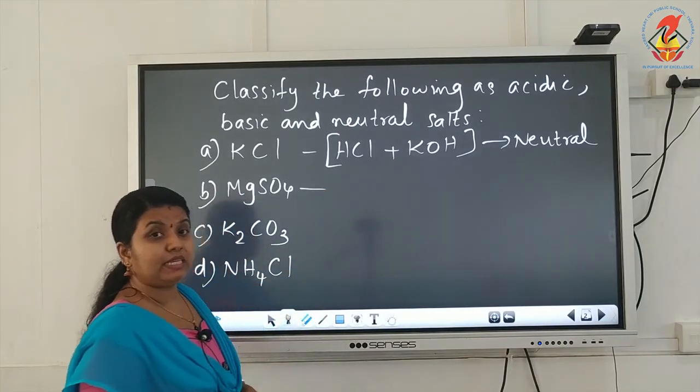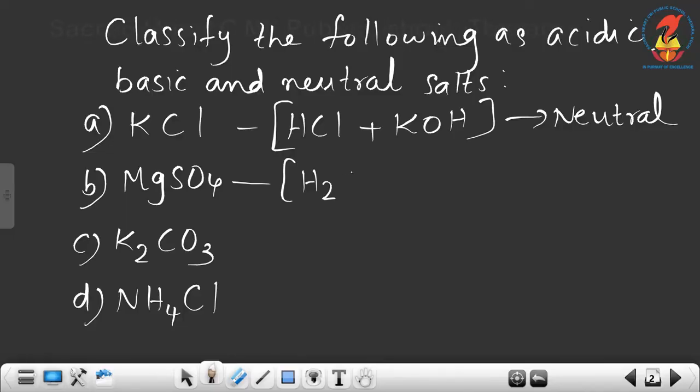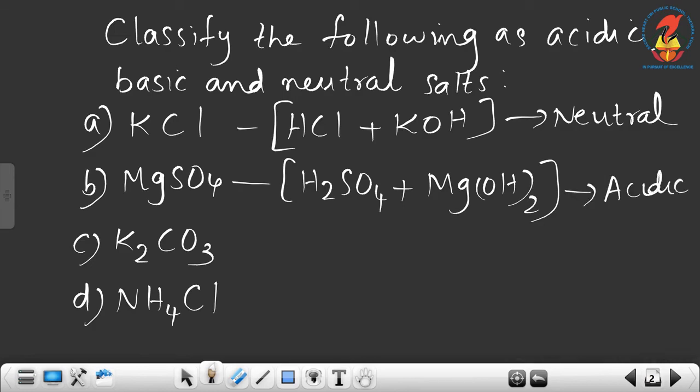Now MgSO4, magnesium sulfate. Sulfate is a salt of sulfuric acid. Then what is the base? Magnesium hydroxide. Formula is Mg(OH)2. Now look at their nature. Acid is strong. Sulfuric acid is a strong acid. Strong acid and weak base. So it will have more acidic nature. So this is an acidic salt. Strong acid and weak base, so acidic salt.